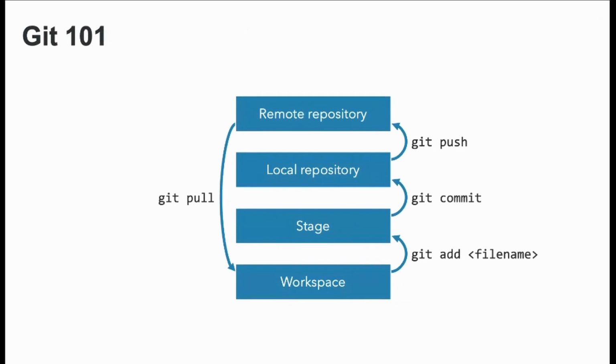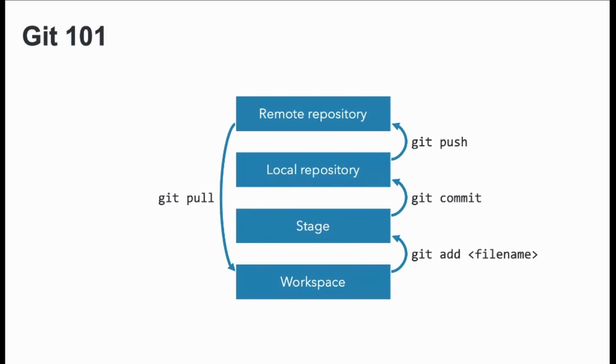So this is a regular workflow for me. You pull a branch or the main branch, and when you're done working, you add all the files with git add dot, then you commit, and then you push.